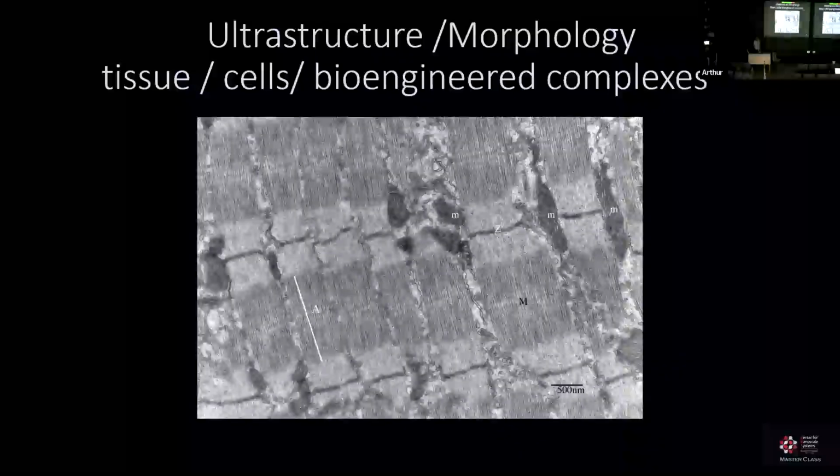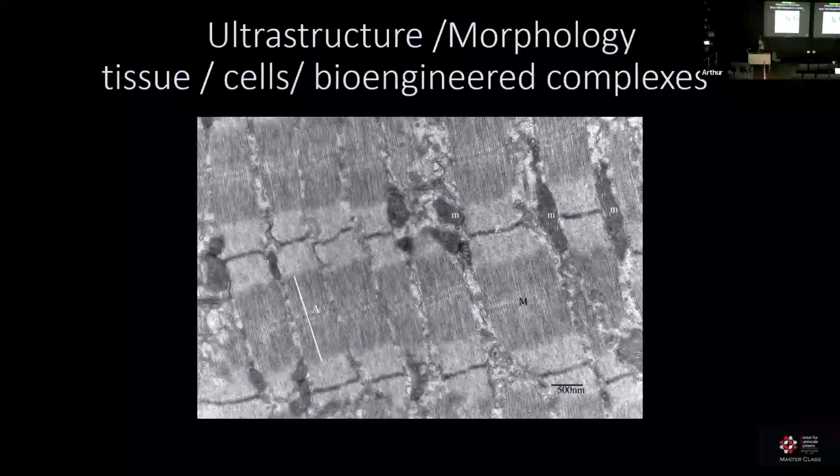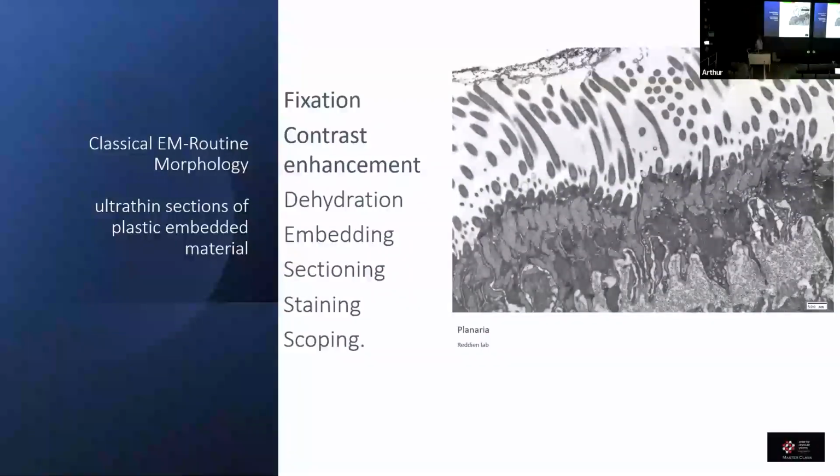All right, so if we move on to classical EM or ultrastructural morphology, we're going to be looking at tissue, cells, bioengineered complexes, things along this way. It's considered classical EM. It consists of ultra-thin sections of plastic embedded material. So we have a much more involved process of sample production involving fixation, contrast enhancement, dehydration, embedding, sectioning, staining, scoping. So this is going to take about a week or two to accomplish as opposed to minutes to complete.